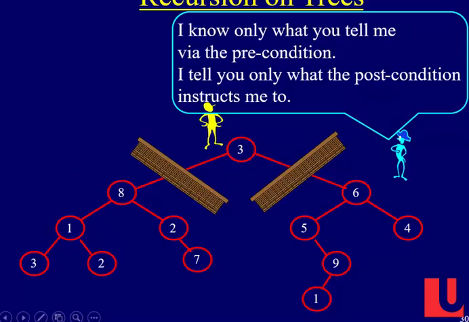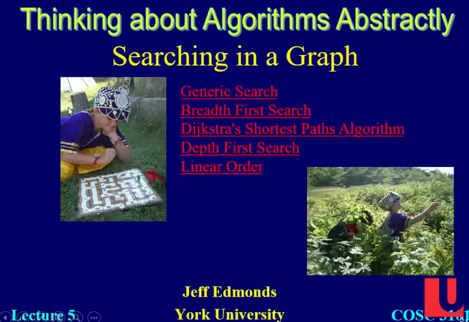I only know what the precondition tells me, right? What I get back is what the postcondition tells me, right? Everybody good with the recursion?